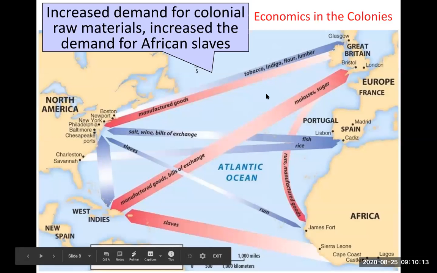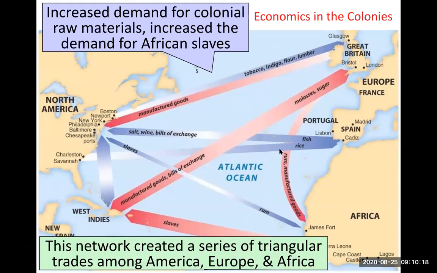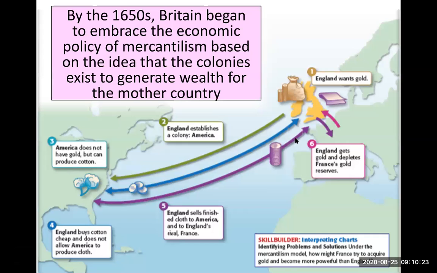All right, so we mentioned this increased demand for raw materials is going to increase the demand for African slaves. This is where you get your triangular trade from America, Europe, and Africa. And for Great Britain in particular, this is where Great Britain is going to embrace what we call mercantilism. This is an incredibly important economic policy that you need to understand when it comes to the relationship between Great Britain and the colonies, okay?